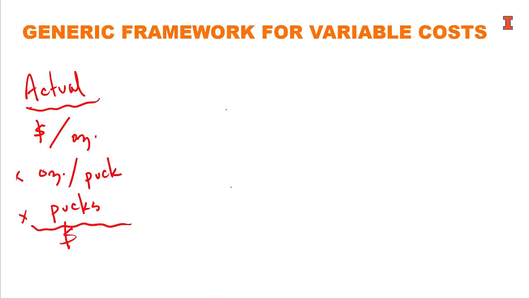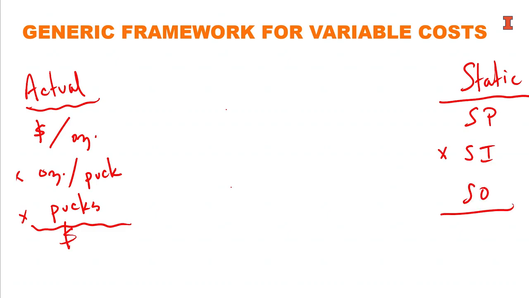Our accounting records tell us how much we paid per ounce, how many ounces we used per puck, and how many pucks we produced. But of course we have a plan or an expectation, a static budget, if you will, where each of those individual components can be presented on a budgeted or expected basis. These are our standards. We can have a standard price, we can have a standard input, and we can have a standard output. Same principle applies here.